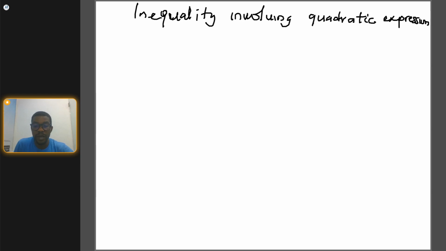Inequality involving quadratic expression. I believe we are familiar with what a quadratic expression is. A quadratic expression is ax squared plus bx plus c. Okay, this is a quadratic expression. So that's what we want to consider: how to solve inequality of a quadratic expression.